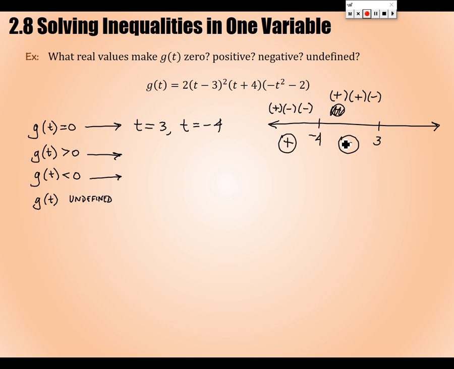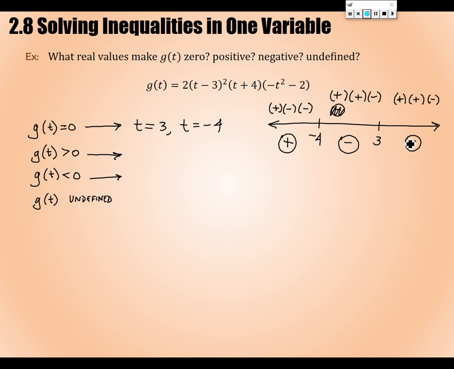Negative. All right, and then when you're past 3 at like 4 or 400 or something, what do you get there? Yeah, still a negative here. Good. Do you agree with Amin on his analysis? Okay, we just need to write it up.